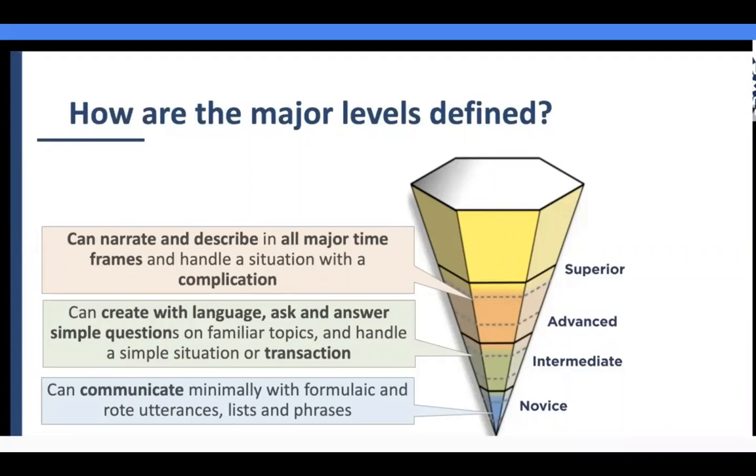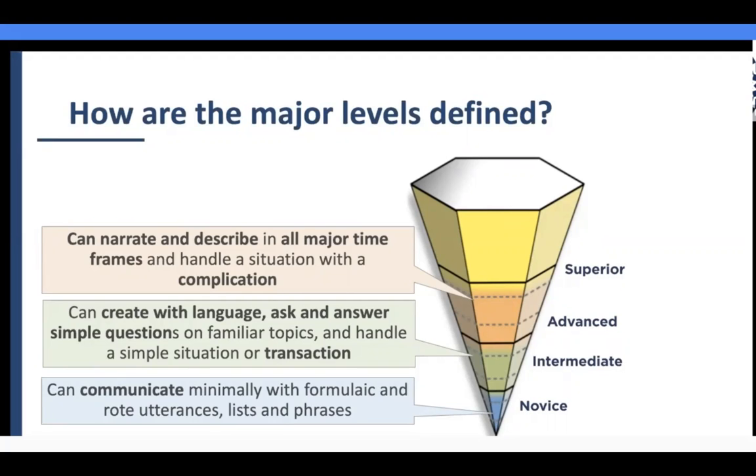And they can describe. And when describing, we don't mean that they can just say what color it is, but they can paint a picture so that you know exactly what the object or what the situation was that they are describing or are describing in time. So you come away with a very solid image of whatever they describe in your head. And they can do this in all major time frames. They can narrate in the past, they can narrate in the future, they can describe in present. They can do this in all major time frames, and they can handle a situation with a complication.